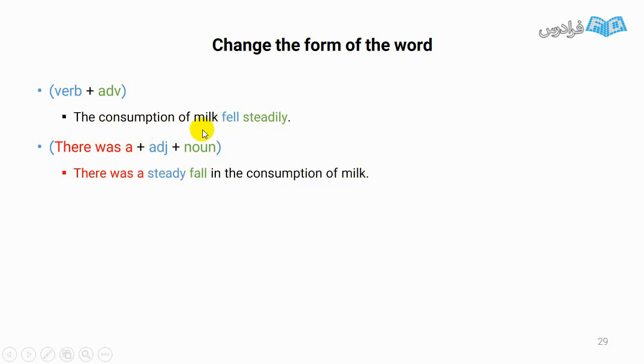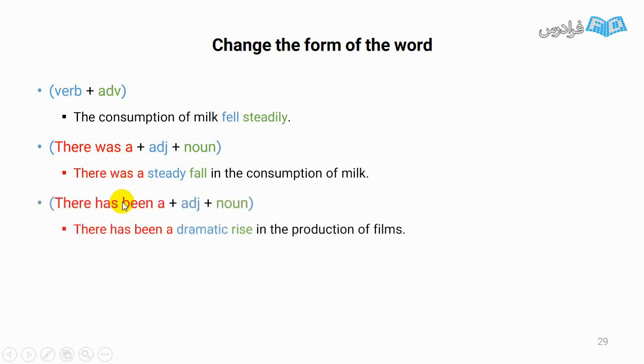I rewrite this example with this structure here because the tense was simple past, exactly. I use was here. Look at this one: there has been a plus adjective plus a noun. There has been a dramatic rise in the production of films. I rewrite it with this structure because the tense is present perfect. I change it to present perfect form. The production of films has risen dramatically.